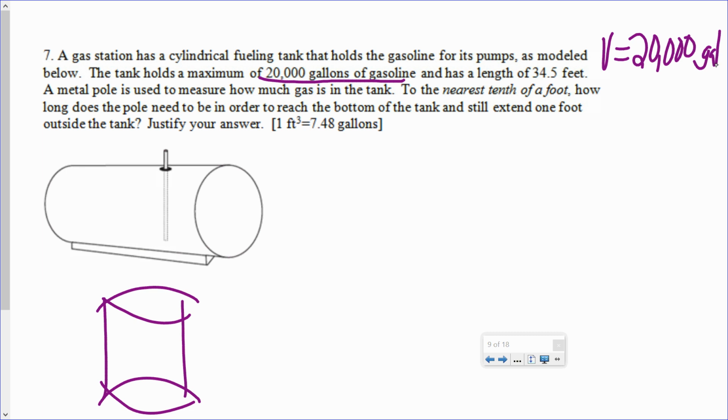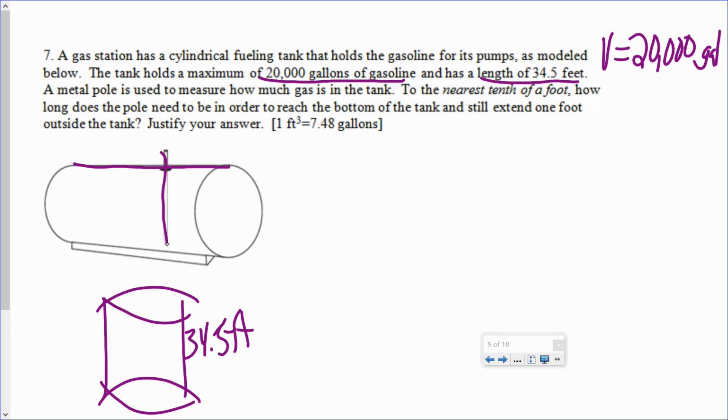So if it's giving me the volume, I'm probably going to have to use algebra at some point in the problem. It has a length of 34.5 feet. Now, again, that might be confusing. What's the length of the tank? Well, this is the length of the tank, which is the height of the cylinder. A metal pole is used to measure how much gas is in the tank. To the nearest tenth of a foot, how long does the pole need to be in order to reach the bottom of the tank and still extend 1 foot outside the tank?